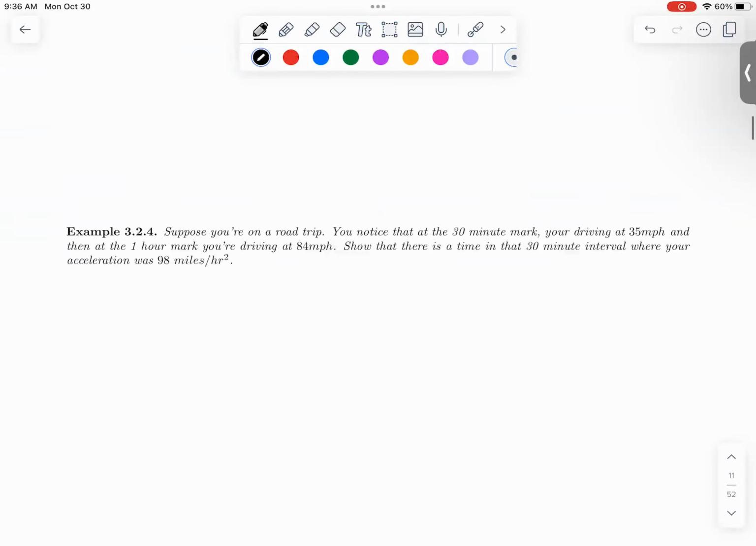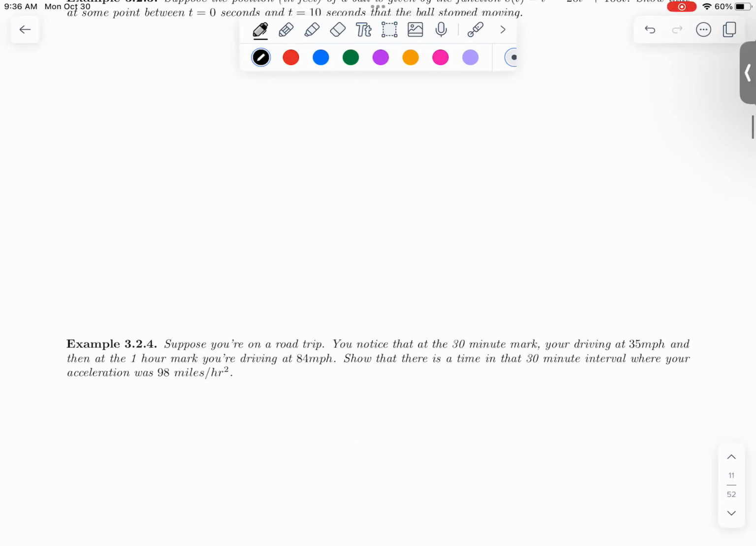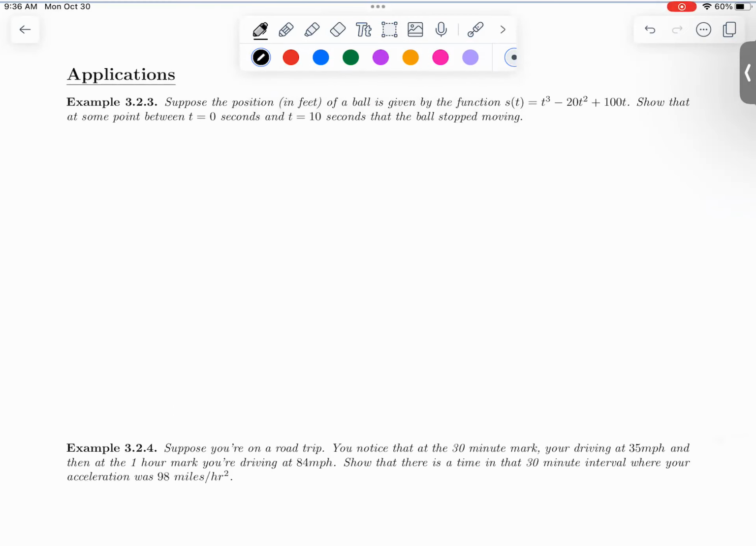So mean value theorem. Let's go ahead and show you a quote unquote example of it. Suppose the position in feet of a ball is given by the function s of t equals t cubed minus 20t squared plus 100t. Should at some point between t equals 0 and t equals 10 seconds, the ball stop moving? What does it mean when the ball stops moving? It would mean that the velocity is 0, right? i.e., v of t is equal to 0.